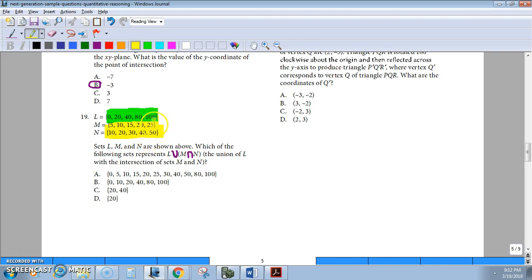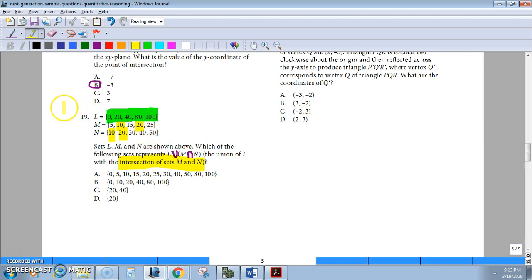I feel like that's going to be, oh, and it says with the intersection sets of M and N. Okay, so it wants the intersection there. So that and symbol means intersection. So what do they have in common? So 10, 20. Is that it? Just 10 and 20?